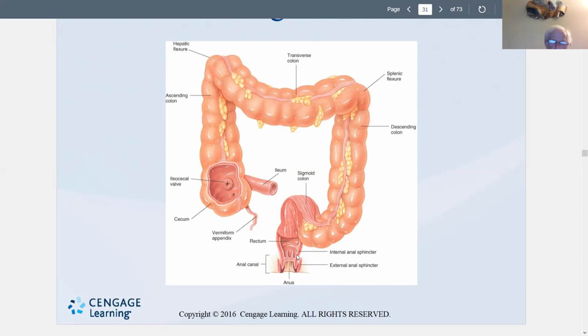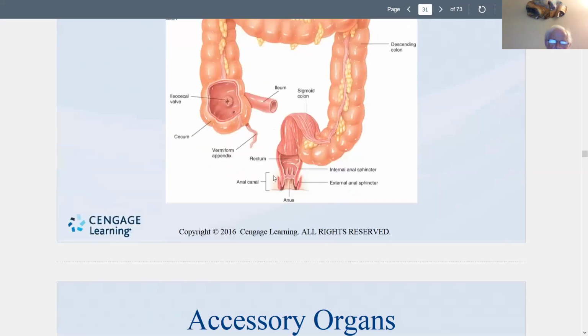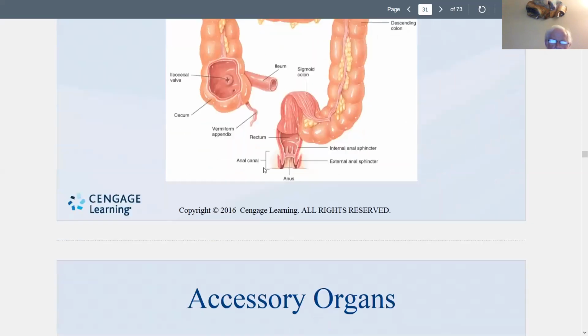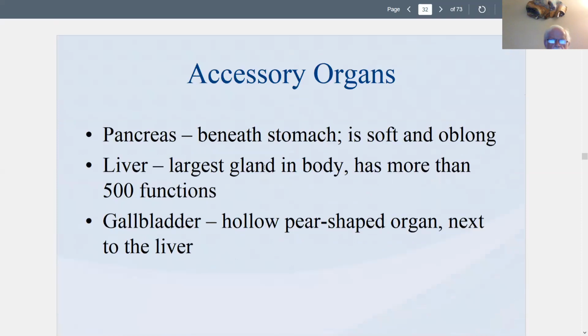So this is the internal anal sphincter, which is a smooth muscle layer here that closes it off, and this is the anus itself and the external anal sphincter. So this is how we control how much or how fast feces comes out.